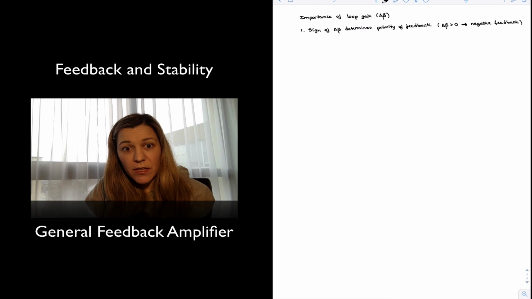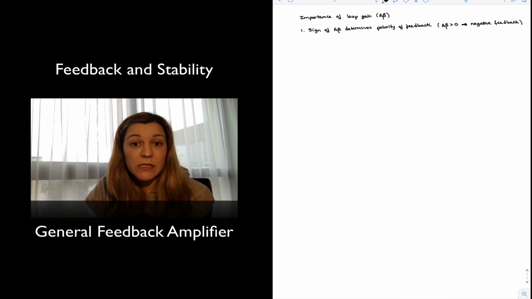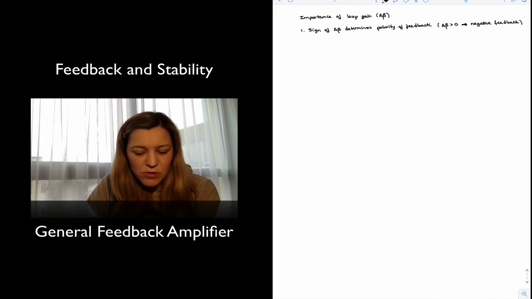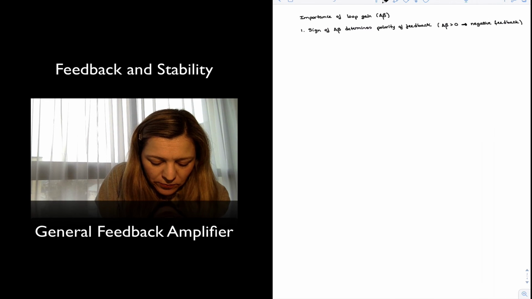Whereas if you have a feedback signal whose polarity is opposite of the source signal, once you subtract it from the source signal, a minus a negative quantity will give you a plus, and so you're adding, so you're increasing your source signal, and that's going to give that regenerative or positive feedback. So the sign of the loop gain allows us to determine the polarity of the feedback.